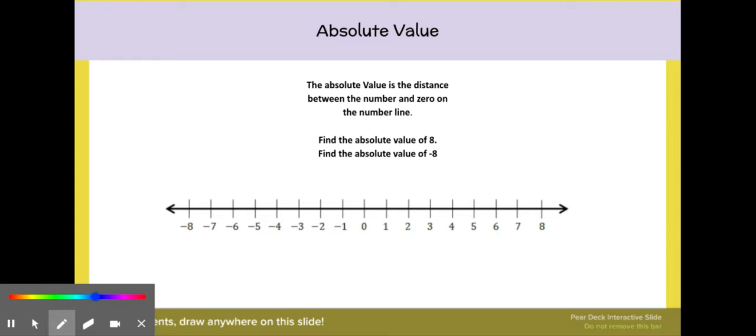We talked about absolute value during class as well. The absolute value is the distance between the number and zero on the number line. This is slightly different than opposite, and I'm going to talk to you about why.